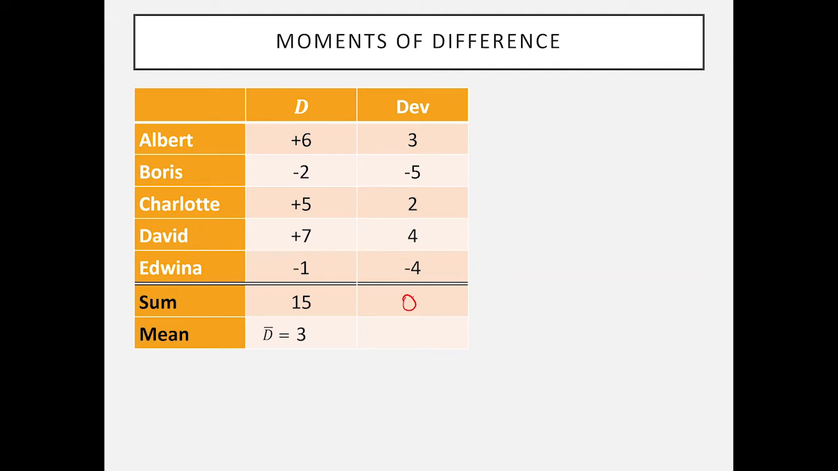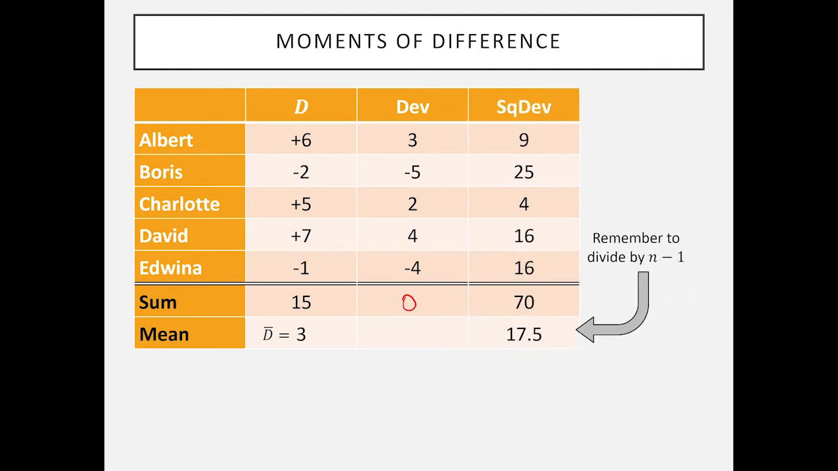So we're going to square these deviations, which is the next step, and sum them. We've got the sum of the squared deviations is 70. This is a sample. We're going to use this as an estimator of the population standard deviation, so I divide by n minus 1. This 17.5 is the sample variance. Take the square root. We've got the sample standard deviation.